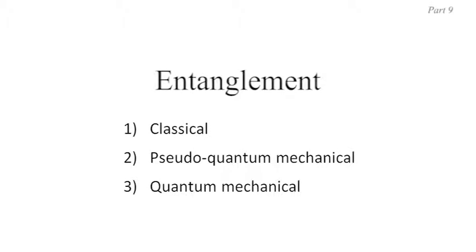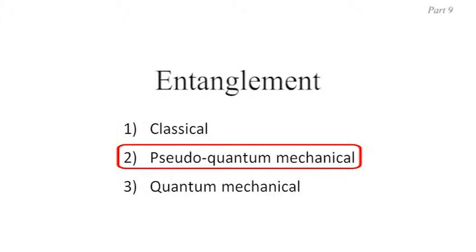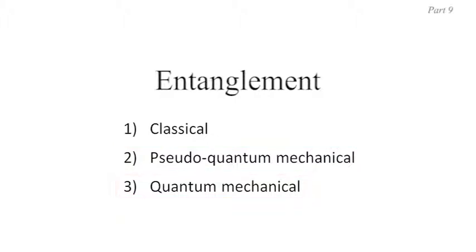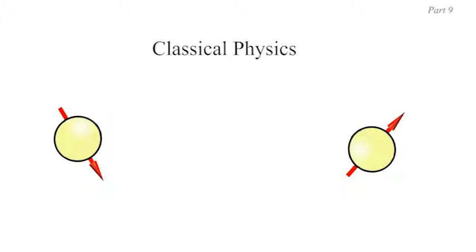At least from the way I've discussed entanglement, there could be said to be three ways of looking at the issue, only one of which is correct in terms of quantum mechanics. I call them classical, pseudo-quantum mechanical, and quantum mechanical. If you remember, the straightforward classical way of thinking about entanglement of two electrons is to think of them as being like two little bar magnets.